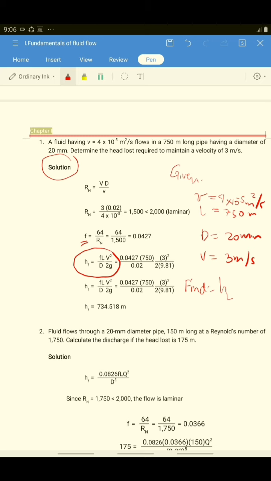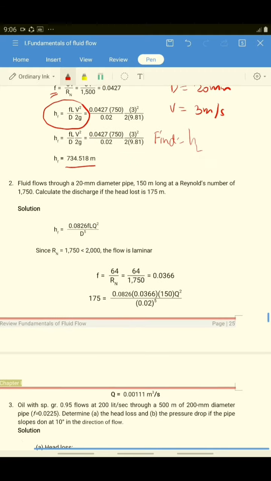Because we have laminar flow and turbulent flow based on its Reynolds number. So since in this problem the Reynolds number is 15 and it is less than 2000, it means that the flow is laminar. So f, we will use the formula of the friction factor, f is equal to 64 over Rn. So that's why we have our head loss 734.518. I hope you understand, okay?